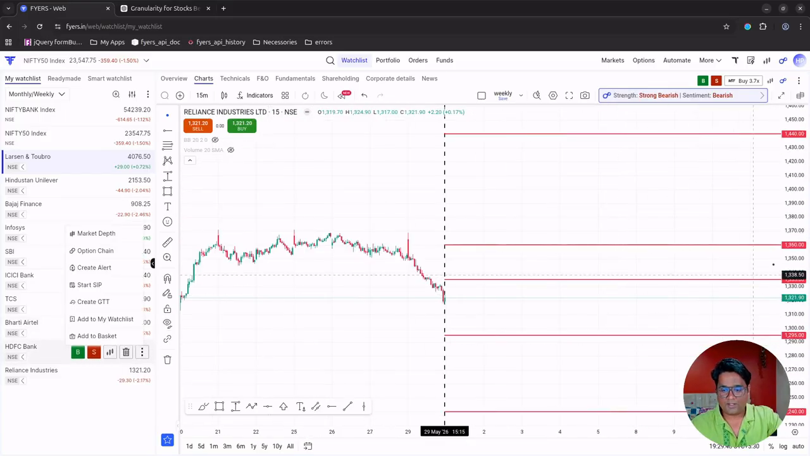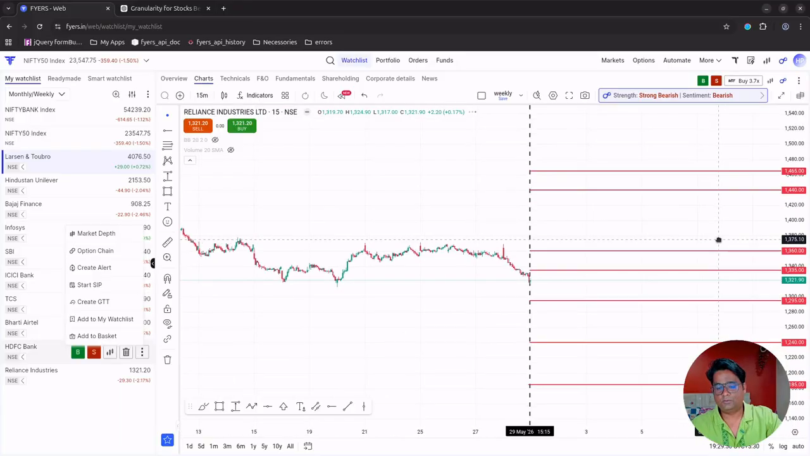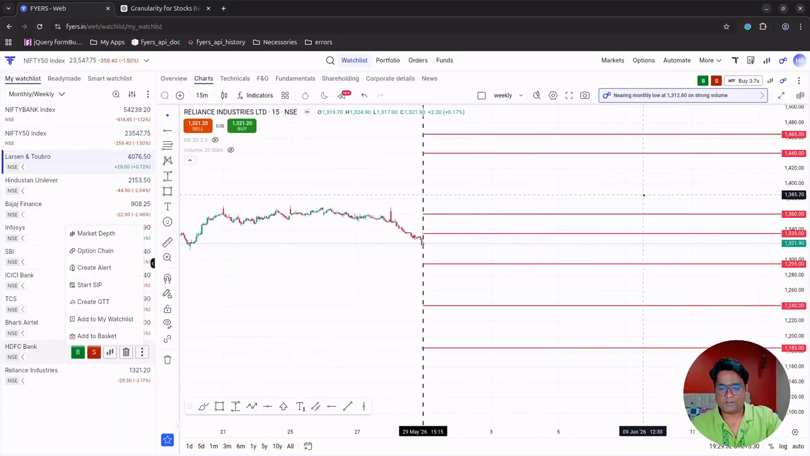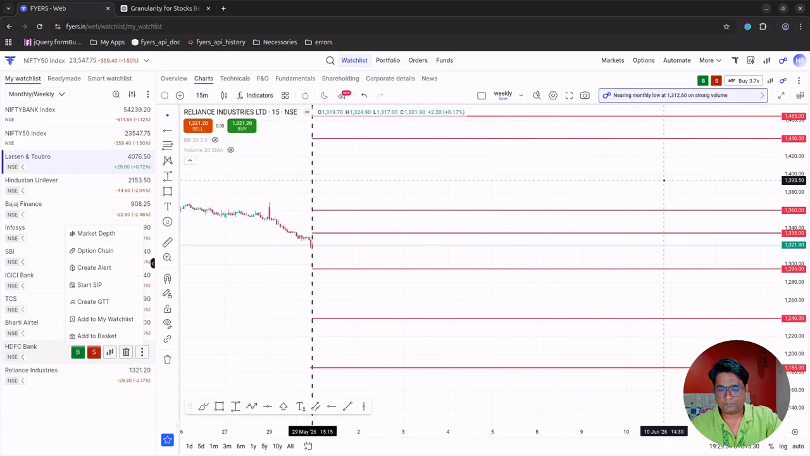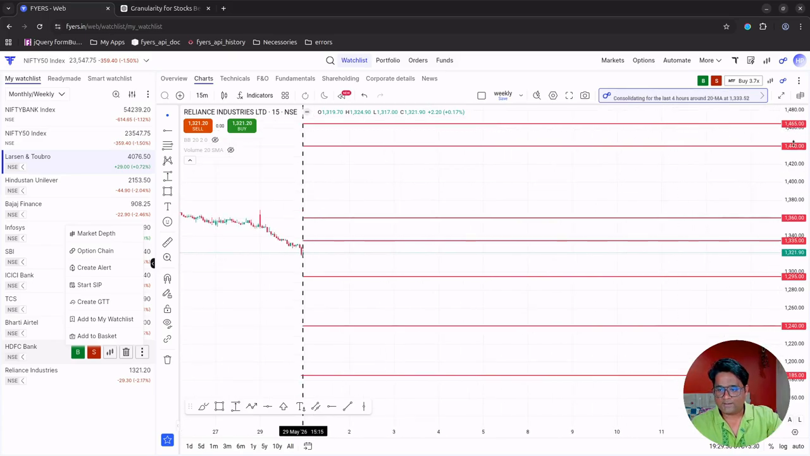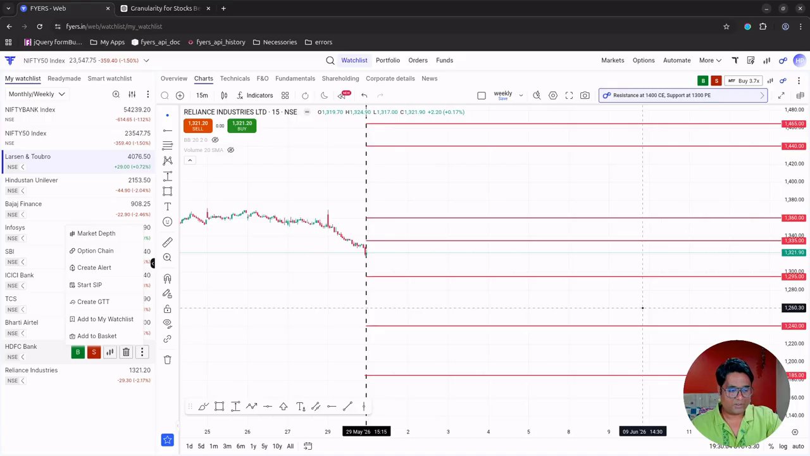Reliance, yes, such kinds of key levels are very much interesting. We have 1465, 1440, 1360, 1335, 1295, 1240, and 1185. These are the levels.